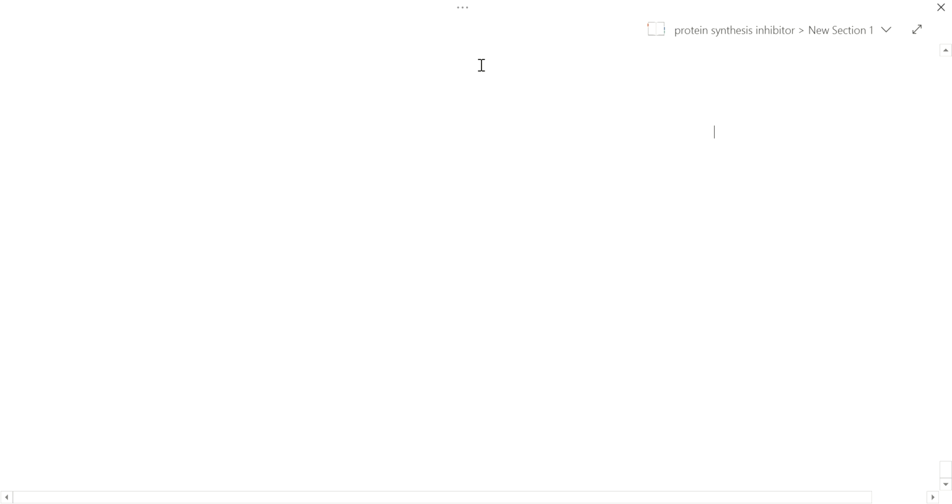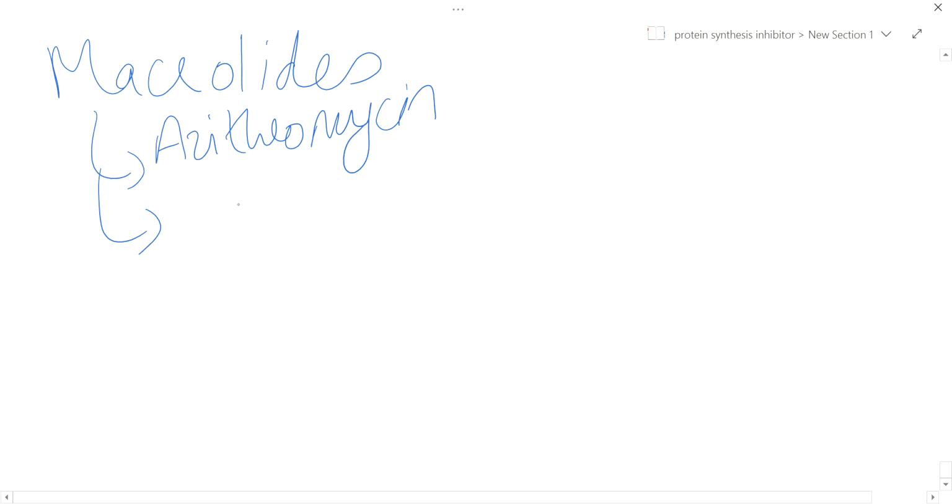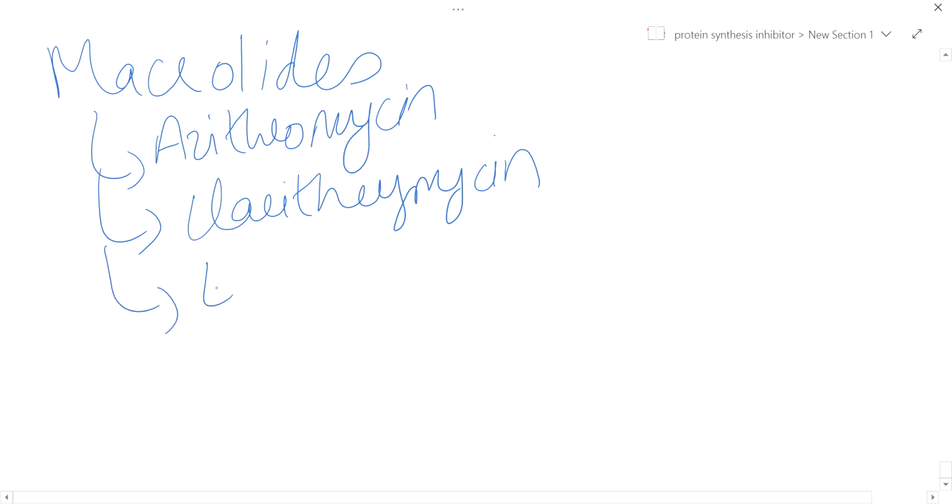Hello guys, so let's continue with our series of protein synthesis inhibitors. So today we'll talk about macrolides. Some examples of macrolides are azithromycin, clarithromycin, and erythromycin.